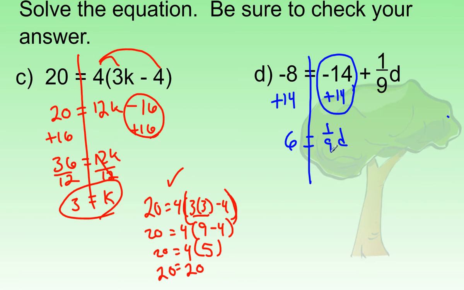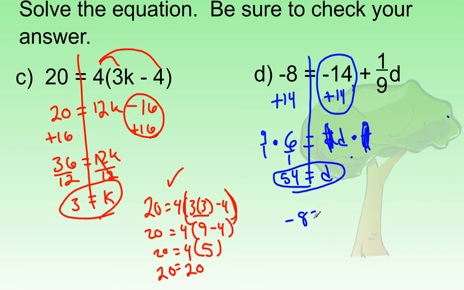Now, the way we learn to get rid of a fraction being multiplied by the variable, you can either divide by the fraction if you have a calculator that can do it, or you multiply both sides by the reciprocal. 1 times 9 is 9, 9 times 1 is 9. So these two give you essentially 9 over 9, which equals 1d, or d. And on this side, 9 times 6 is 54 over 1, which is just 54.